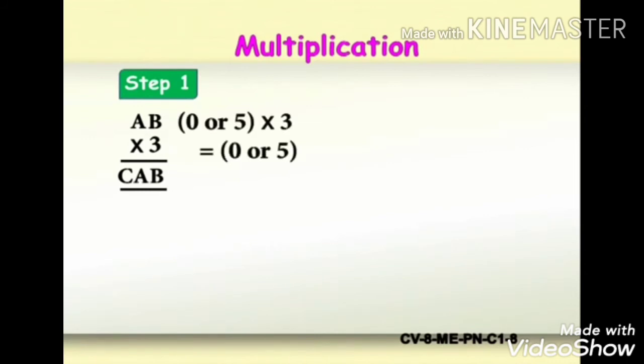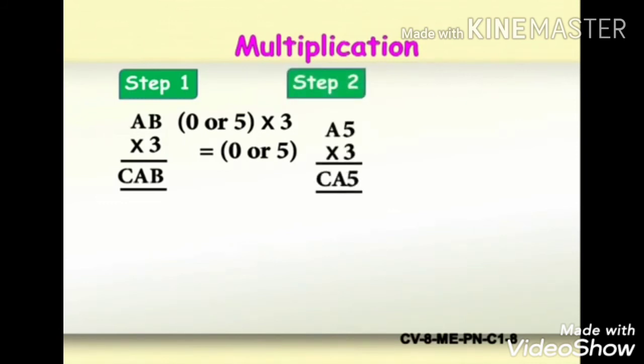Let us now consider some multiplication problems involving decoding of letters with numerals. Example, find the value of the letters in AB into 3 giving a product CAB. Here is the stepwise procedure to find a solution. Step 1. The multiplication of 3 and B giving B in ones place of the product CAB. Hence, B must be 0 or 5, since 3 into 0 is equal to 0, or 3 into 5 is equal to 15.